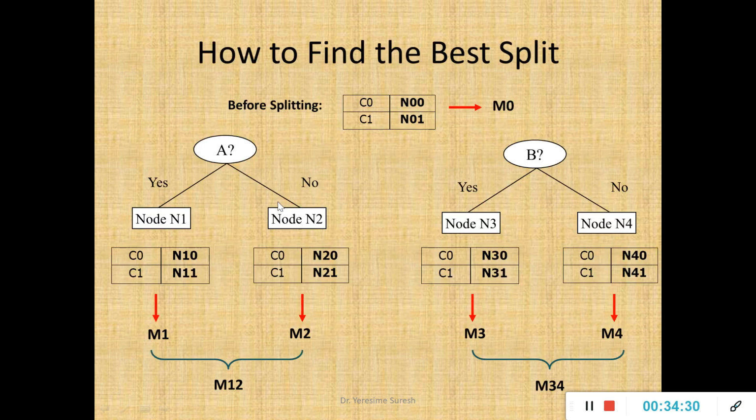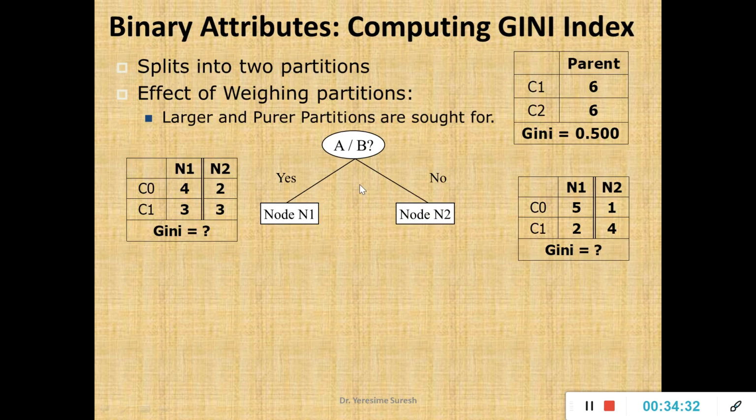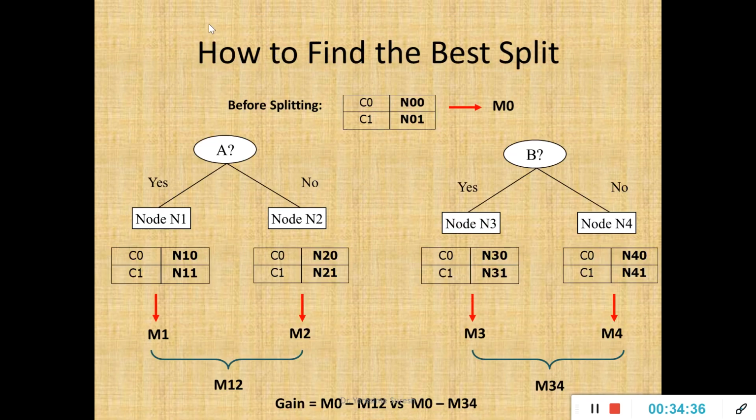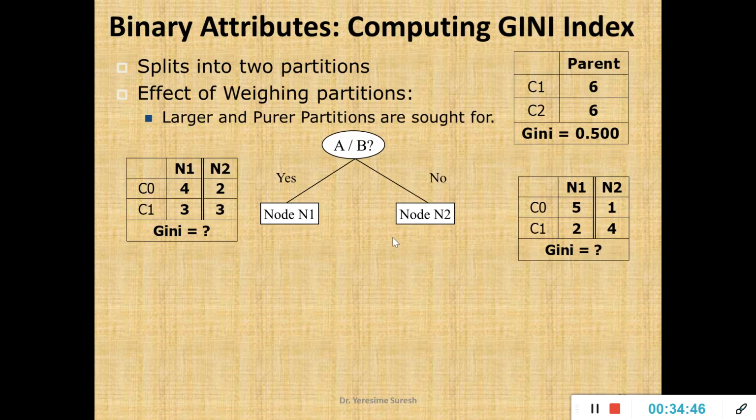So the same thing I have repeated here, how to find the best split. I am repeating the slide once again. I have split and I'll find the gain value between two splits. Whichever is having the least value, that node will be selected for splitting.